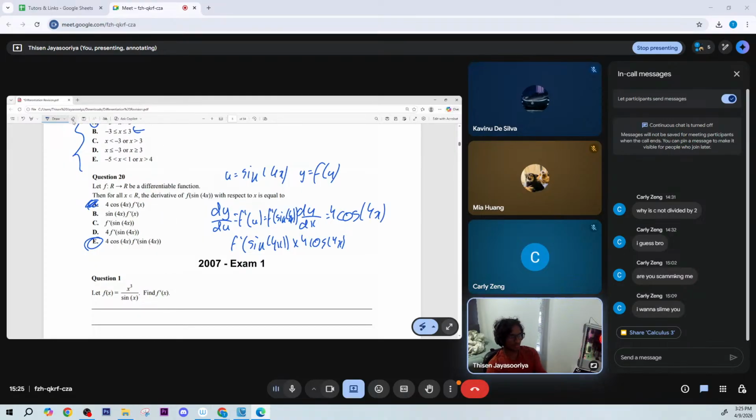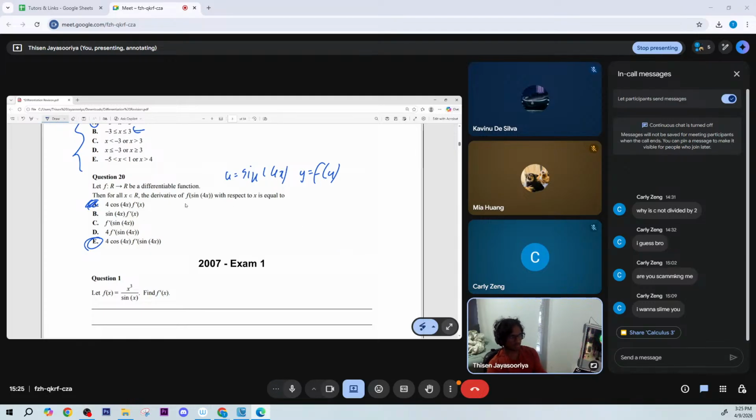So if you wanted to do this using the quick chain rule, you can remember that the outside function is f of x. So we start off by finding the derivative of the outside function, which is f dash of sine of 4x. Then we multiply it by the derivative of the inside function, which is 4 cos of 4x. So does that make sense for everyone? Is that all good?